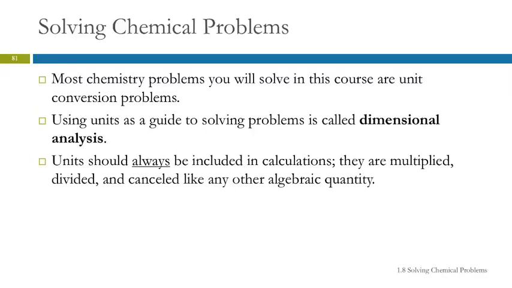Solving chemical problems. A lot of chemistry problems end up being unit conversion problems. And so we're going to learn a technique called dimensional analysis. This uses the dimensions, the measurements, to tell us what to do with the numbers. So the units serve as a guide. So we should always write the units. The unit is part of the measurement.